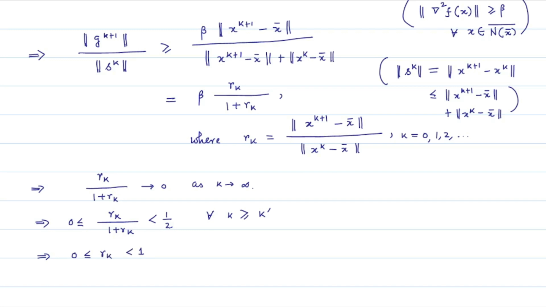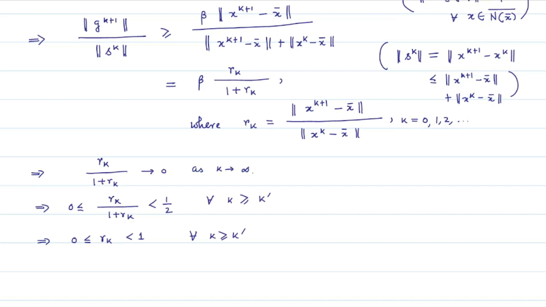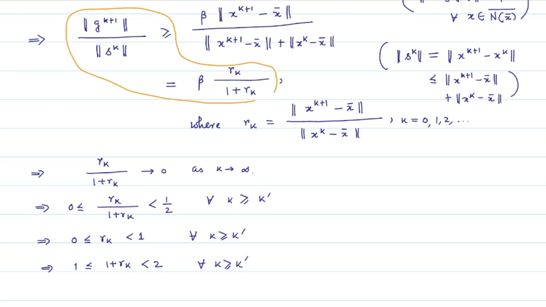So we have here that 0 is less than or equal to rk less than 1. You multiply on both sides by 2, then 2 times rk is less than or equal to 1 plus rk. You will get rk less than 1. So maybe this is after k greater than or equal to k dash, and therefore we have 1 less than or equal to 1 plus rk less than 2 for all k greater than or equal to k dash. So 1 by (rk plus 1) is greater than half. So from this inequality, let us name it as 3.